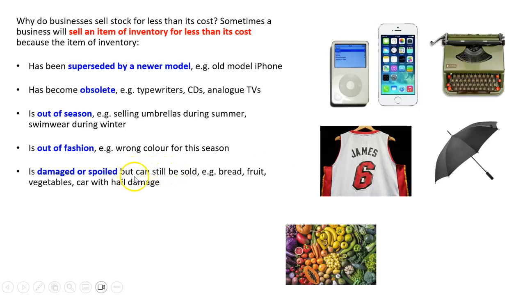Sometimes inventory is damaged or spoiled but can still be sold. For example, bread, fruit, vegetables, so anything to eat that's maybe just past its use by date or on the day of the use by date, you'll often see the price of that is reduced. And just an example is cars with hail damage. Often cars on the lot get damaged during a hailstorm. And that's very difficult for the car maker to then have to go and fix all those with a panel beater. So they just say, let's write them off and sell them for whatever we can, and the people that buy them can get them fixed. So there's still nothing wrong with them. They're just damaged or spoiled, but they can still be sold.